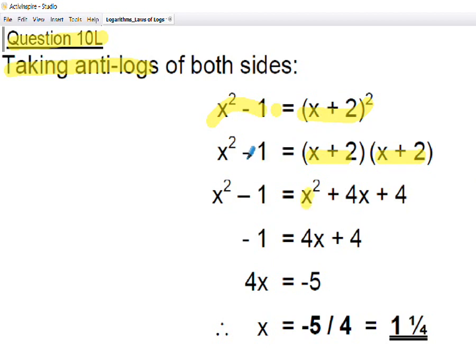You get x squared plus 4x plus 4, and on the left hand side that's equal to x squared minus 1. If I take x squared from both sides in this particular case, I get minus 1 is equal to 4x plus 4, and if I take away 4 from both sides, I will get 4x is equal to minus 5. Dividing both sides by 4, x is equal to minus 5 divided by 4, or minus 1 1/4.